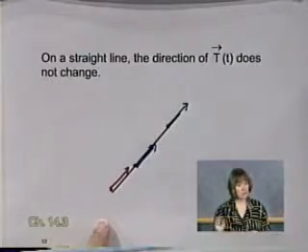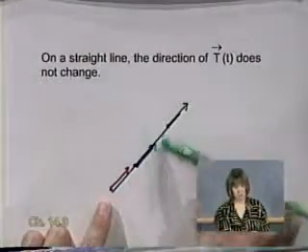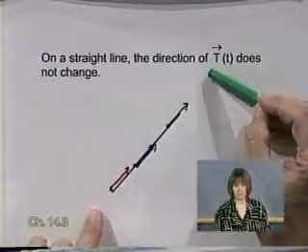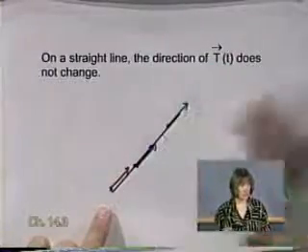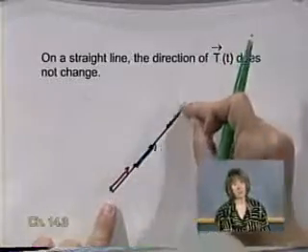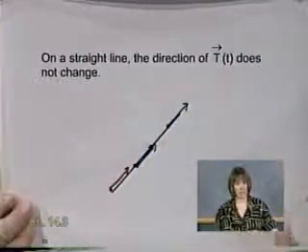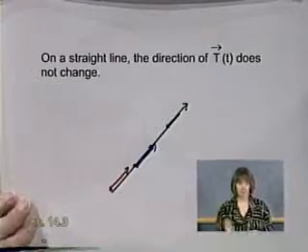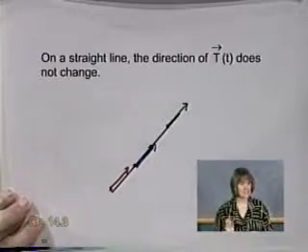Now, r prime of t might change because you might be going slower and faster and slower as you're moving up along the curve. You've got a little guy walking up the slope, and your r of t is showing him walking up. He might be going faster here and a little bit slower as he gets to the top. Okay, so r prime might be changing length, but r prime's direction does not change.